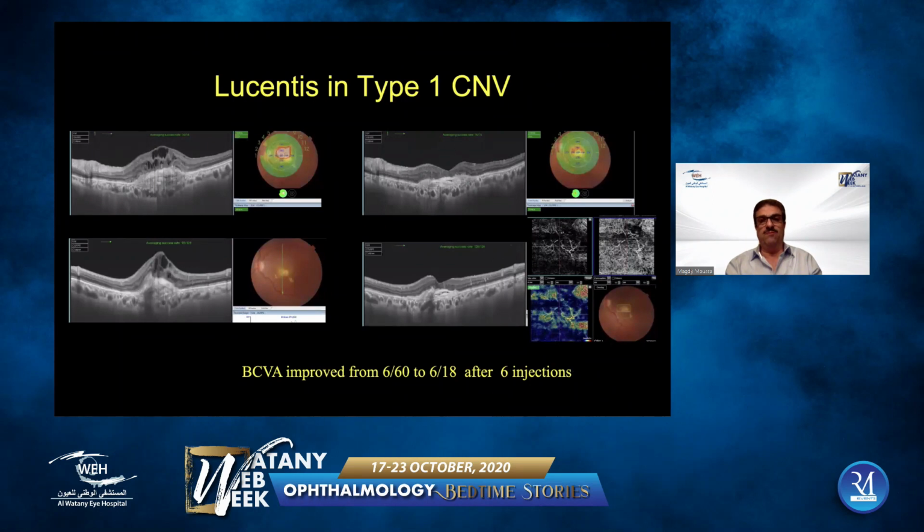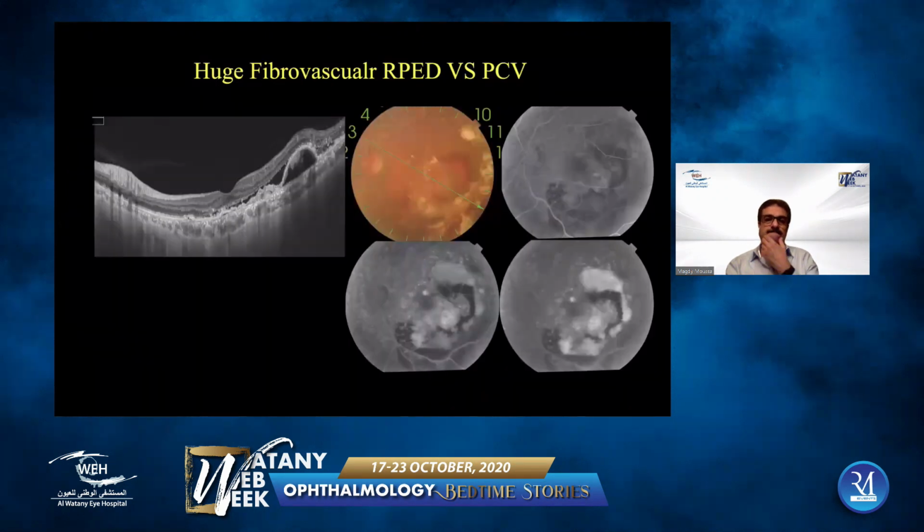So again, we should not aim for 6/6, but we should look at the OCT, complete dryness, restoration of the foveal contour. Sometimes OCTA is very helpful to tell you when to stop, and then you have to extend the regimen, extend the injection times, and I always start by 2 weeks and sometimes by 4 weeks.